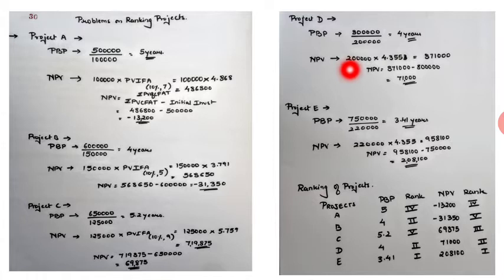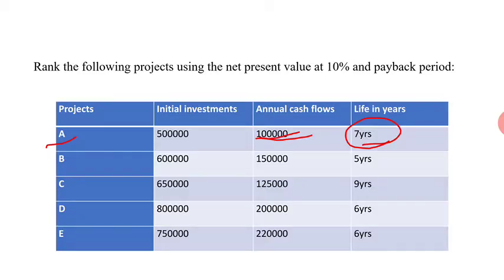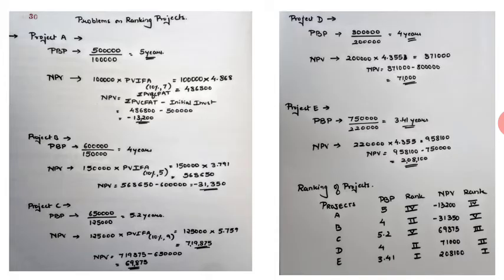NPV is 2 lakh, that is your annual cash flows, into present value interest factor annuity at 10% for 6 years. The life of the project D is 6 years. So into present value interest factor annuity for 6 years, it is 4.355. So 2 lakh into 4.355 gives you 8,71,000. So that is your summation of present values of cash flows after tax.